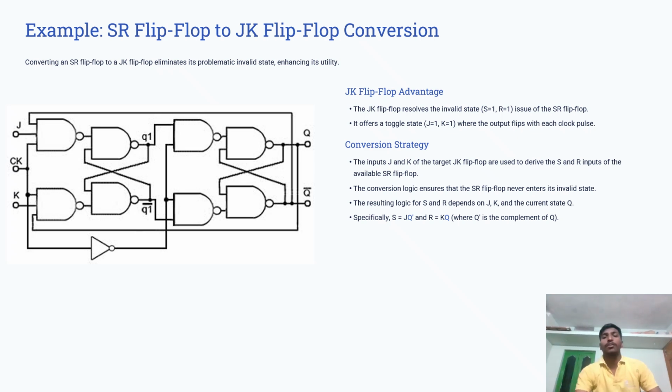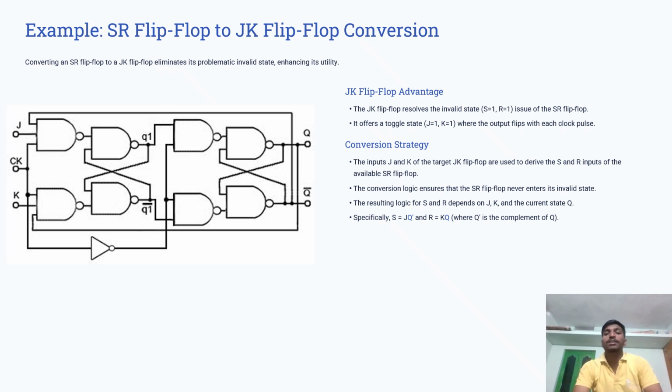JK flip-flop advantages. The JK flip-flop resolves the invalid state S equals 1, R equals 1 issue of the SR flip-flop. It offers a toggle state, J equals 1, K equals 1, where the output flips with each clock pulse. Conversion strategies.